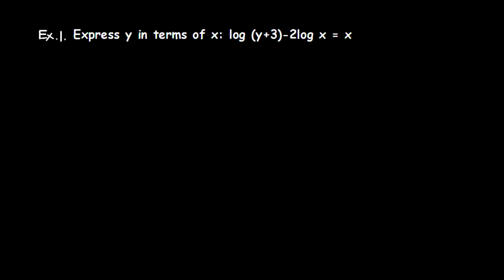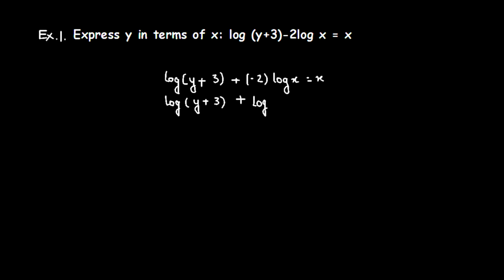Let's do a few numericals to understand the properties of logarithms. So here we have question number 1. Express y in terms of x. We have log of y plus 3 minus 2 times log of x is equal to x. We're going to rewrite this equation as log of y plus 3 plus, within brackets, minus 2 multiplied by log of x is equal to x. We have log of y plus 3 plus log of x raised to the power of negative 2 is equal to x.